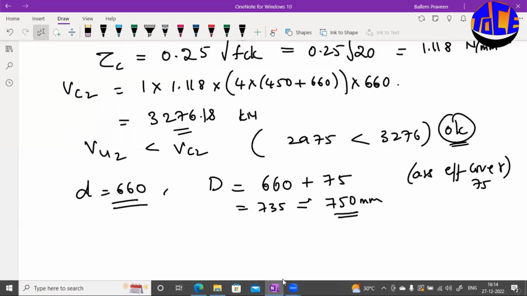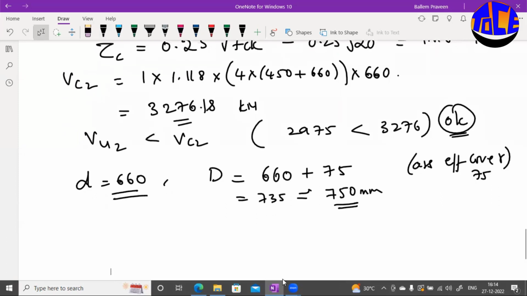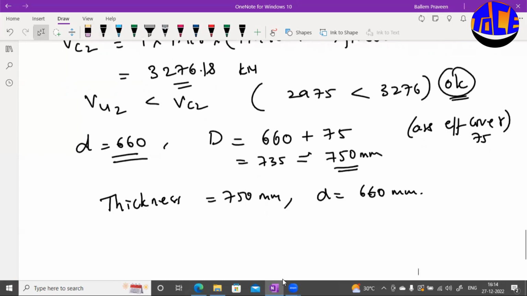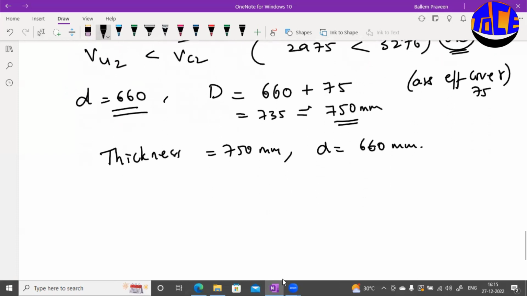So with this we have finished. We have determined the thickness. The total thickness is 750 mm, and the effective depth is 660 mm. Okay, and what is the next step? The next step is we have to find out the reinforcement.